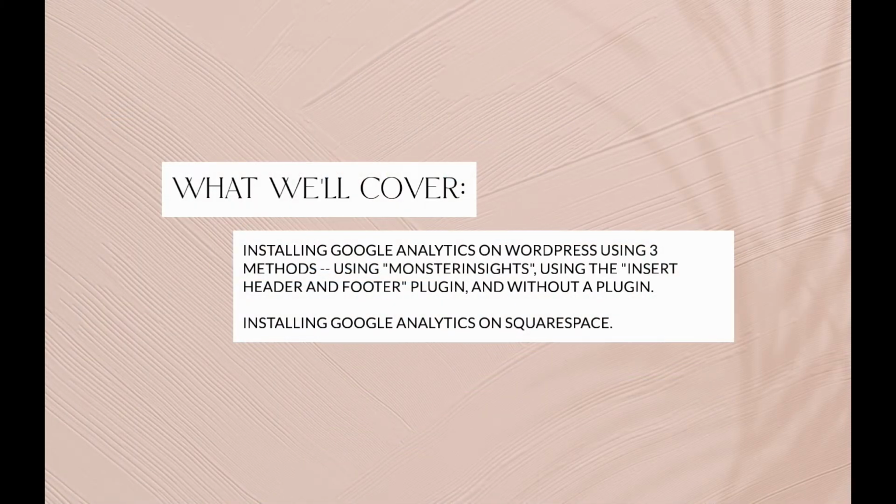There are a few ways that you can connect Google Analytics to your WordPress website, and this tutorial will cover 3 different methods. First, 2 options are using either the Monster Insight plugin or the Insert Header and Footer plugin. The last method is directly installing the tracking code into your theme files. Let's get started.